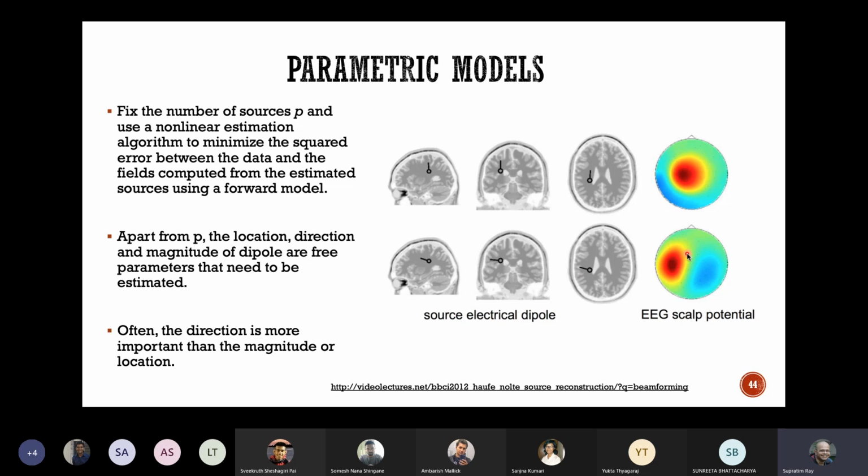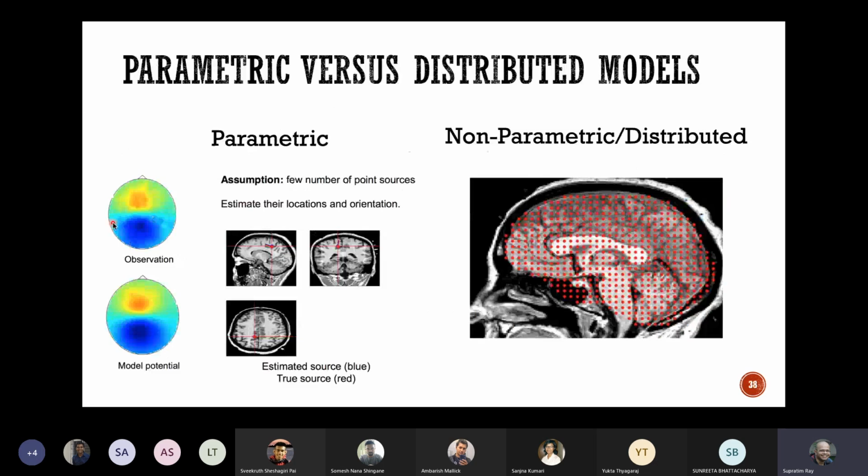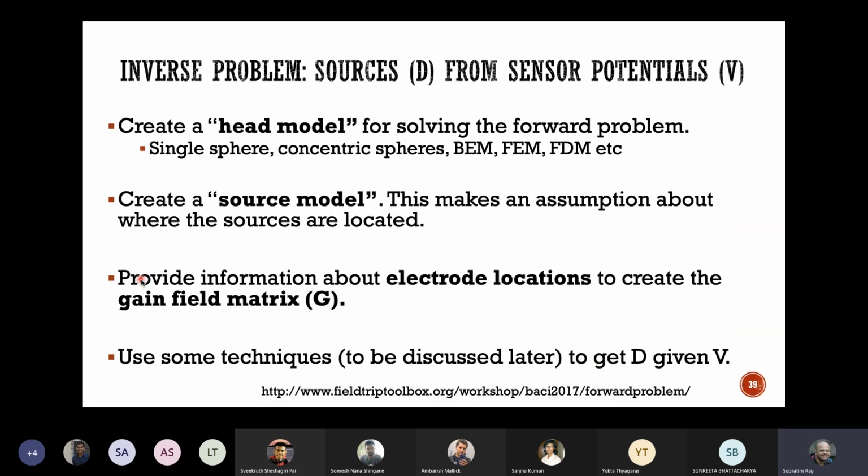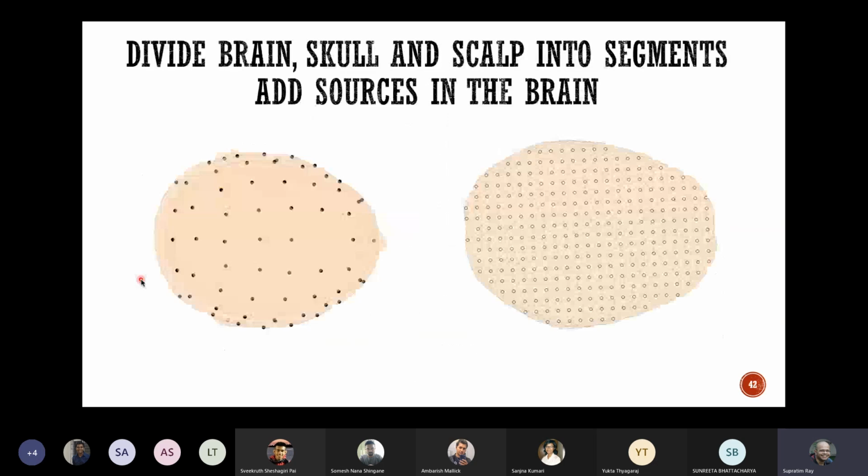Okay, typically you would here, for example, keep changing its location and its magnitude and its direction, and maybe put more than one, maybe 2 or 3 dipoles, and then try to get a model potential which matches the observed potential, and keep changing things here until the match is pretty good. Okay, that's it. It's a brute force approach.